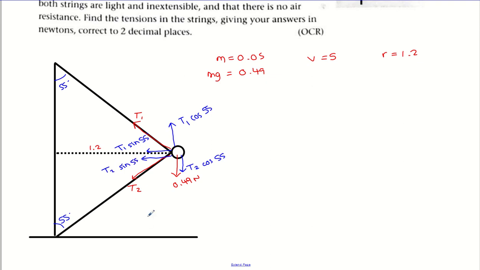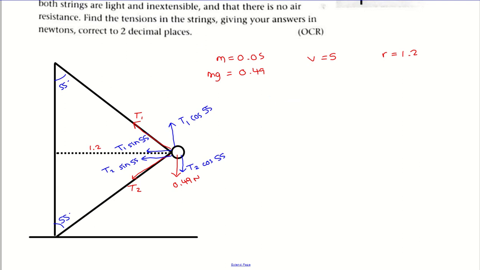So the sine components are working together to pull the ball towards the centre, but the cos components are acting opposite to each other because the bottom string is pulling the ball down and the top string is pulling the ball up. And just from that I can tell you that T1 is going to be bigger because T2 cos 55 plus the weight of the object is equal to T1 cos 55. So I know already that T1 is doing most of the work here. There's more newtons of tension in T1 than there is in T2.